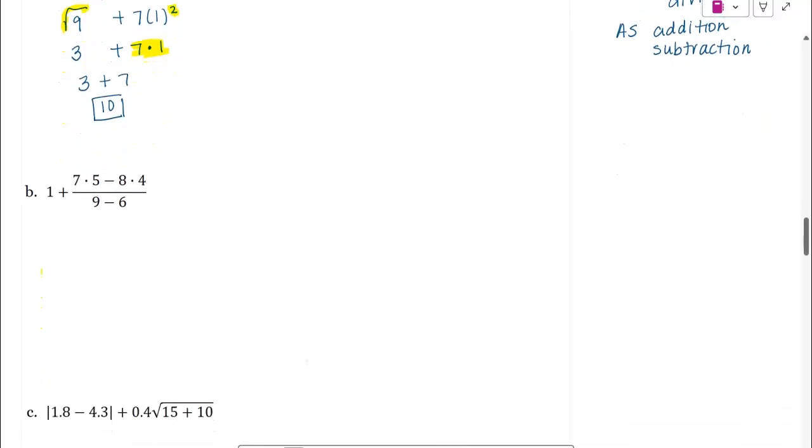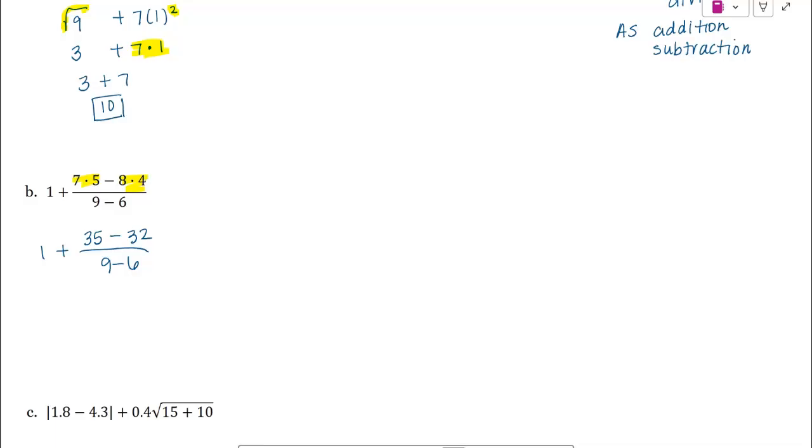For example B, I'm going to look at everything that's in that fraction to the right first before I consider that 1 that's kind of sitting off to the side. I don't have any parentheses, I don't have any exponents, so I'm going to start with multiplication. So 7 times 5 is 35, and 8 times 4 is 32. I'm going to leave everything else alone for the moment.